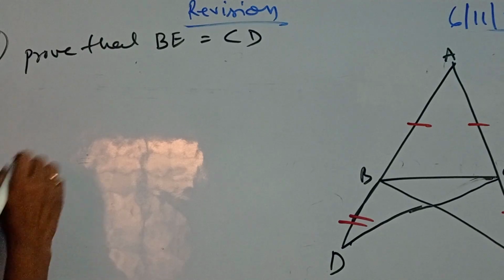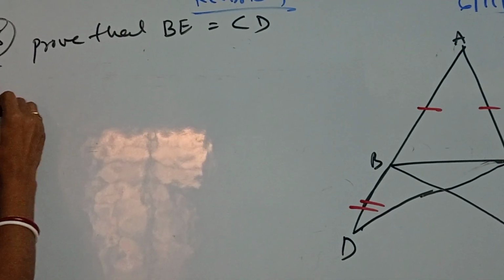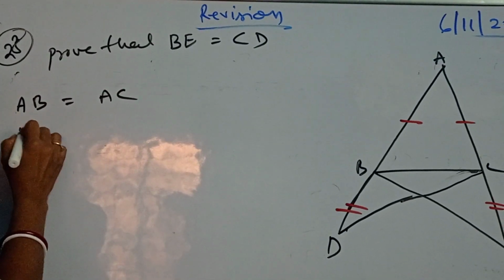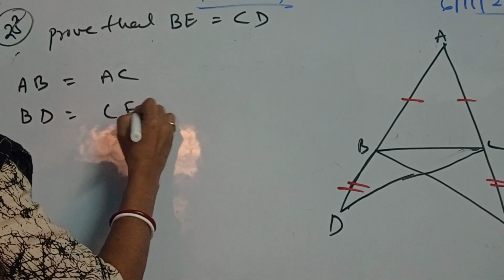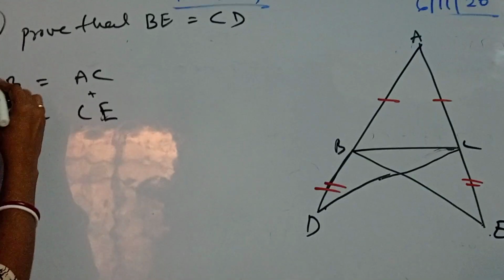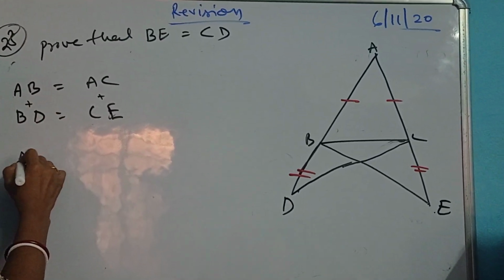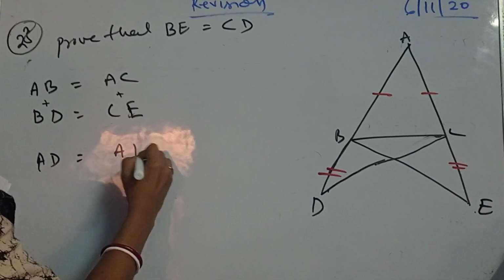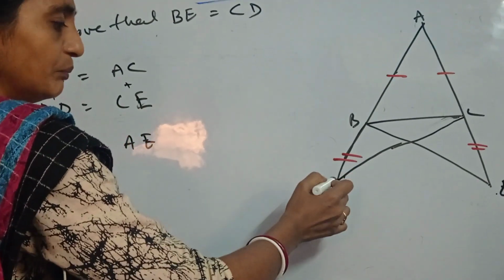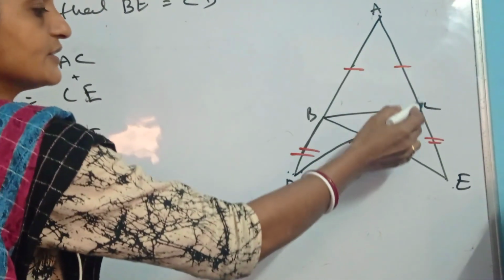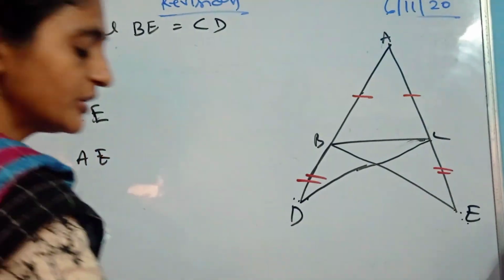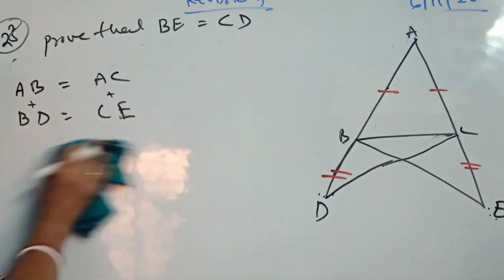So here what we have to do, what has been given? First write that AB is equal to AC, it is given. Then BD equal to CE, it is also given. If we are adding these two, what we will get? Ultimately it will be AD equal to AE. We can write that, yes or no. If I am adding AB and BD, we are getting AD, and AC and CE, we are getting AE. They are also equal. I will come to that part afterwards. Let's come to the solution.